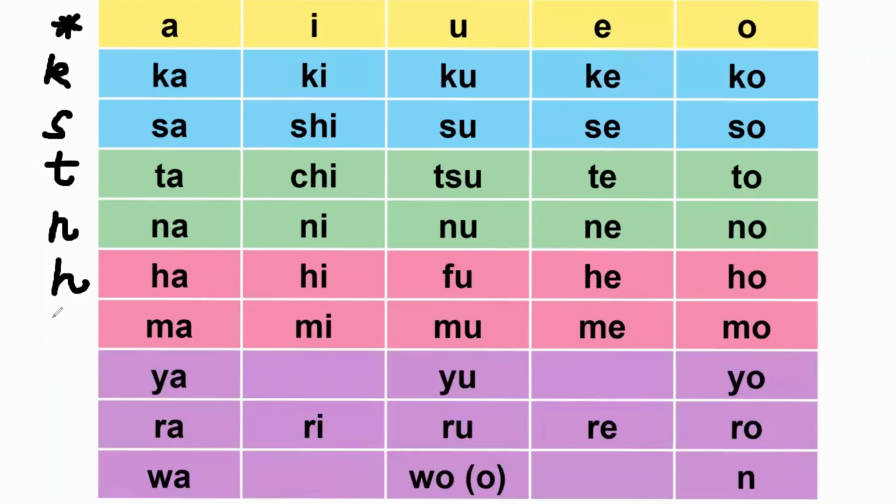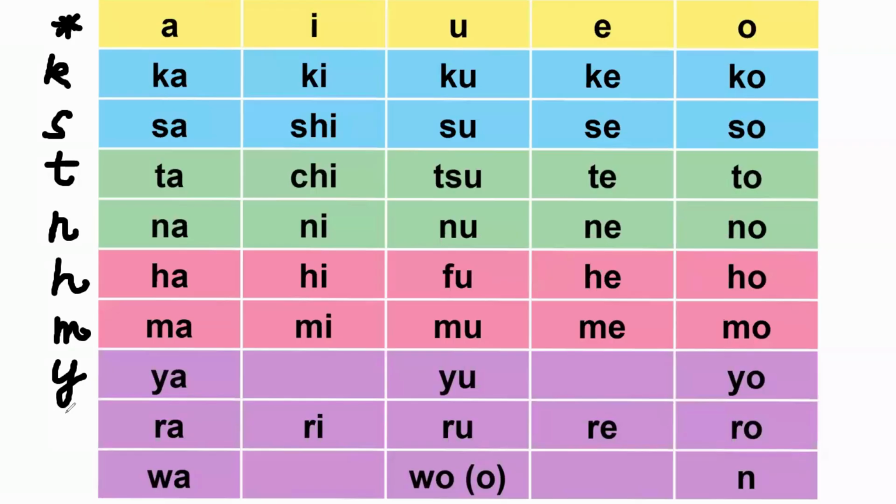The next row is the M row. So how to pronounce these characters? It's Ma, Mi, Mu, Me, Mo. Right? Then the next row is the Y row. In this Y row, we have only 3 characters, combining with A, U and O. So the characters are Ya, Yu, Yo. That is the Y row.